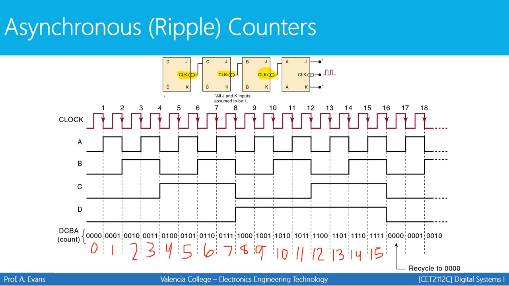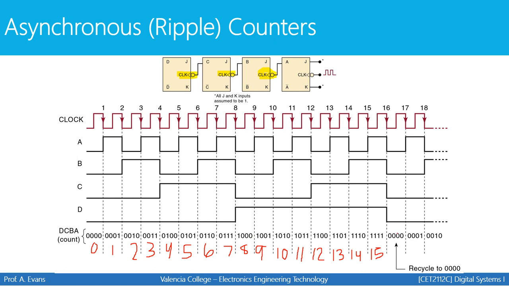So take a minute and convince yourself that this is in fact counting if we consider the outputs of flip-flop D, C, B, and A to be digits of a binary number. Remember that the output of flip-flop D is the most significant bit of that binary number. So if we were to build a circuit like this on the breadboard, we would have the outputs of flip-flop D, C, B, and A going to LEDs, and we would see the LEDs light up in this sequence, showing that it's just counting in binary from 0 to 15.